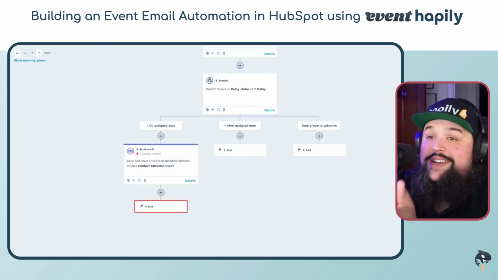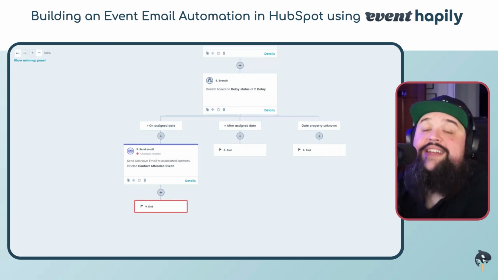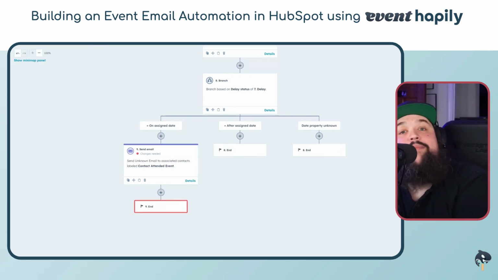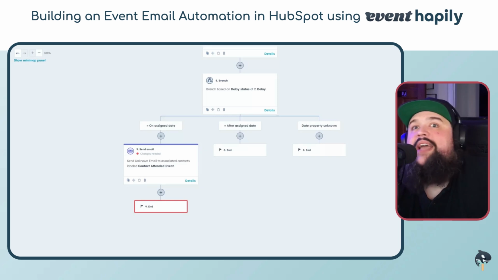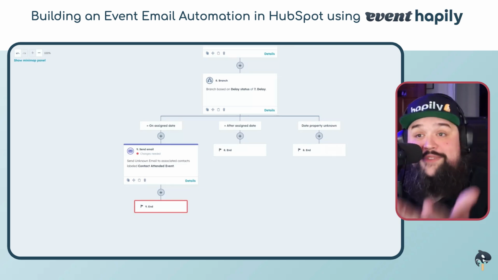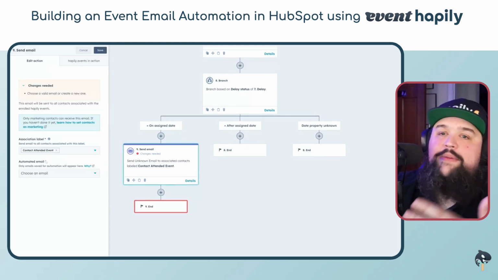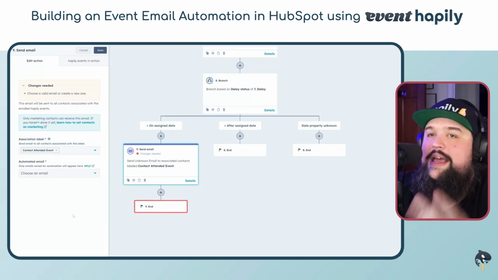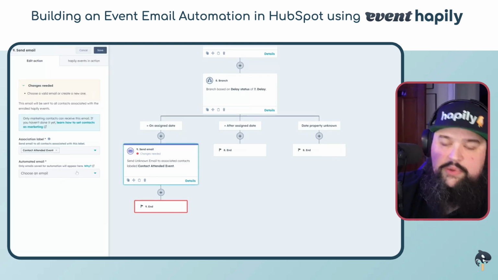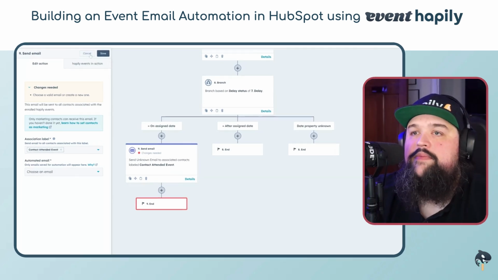You can easily send another one that goes to people who did not attend if you explicitly marked them as did not attend, or people who canceled. You can email and say, hey, we had such a good time. Aren't you pissed you canceled? If you want to troll them a little bit, you can do that. And then same idea, I would come in here and I would select an email that I built with event-based personalization tokens, right? Pretty simple. But that's the basics of how emails work in terms of automating them inside of HubSpot using Event Happily.